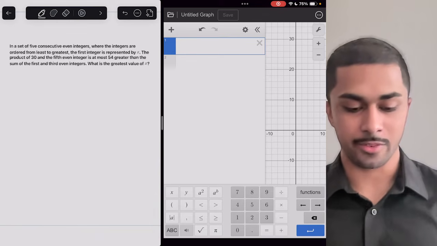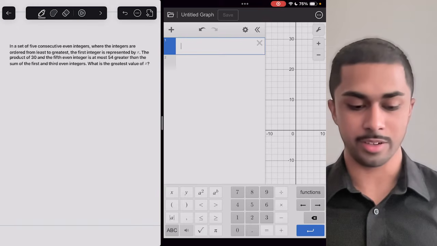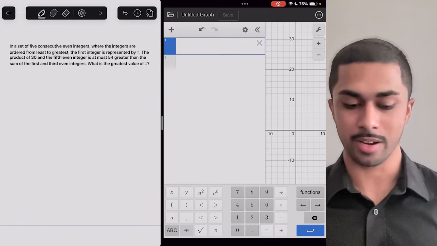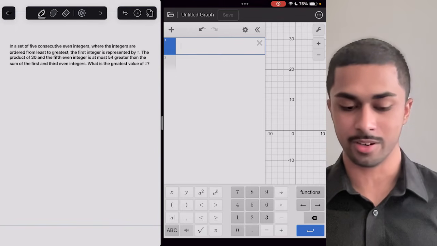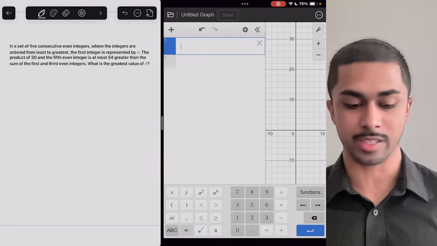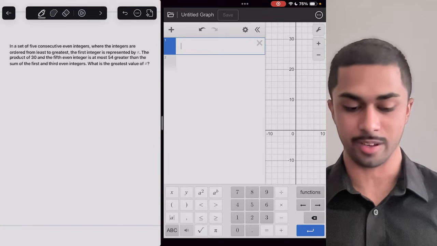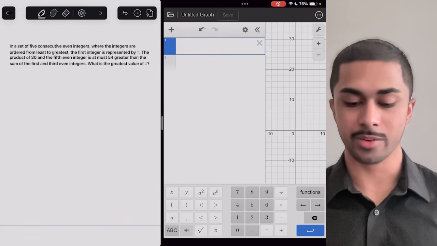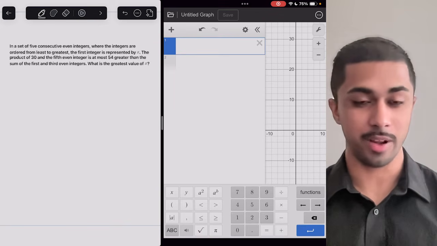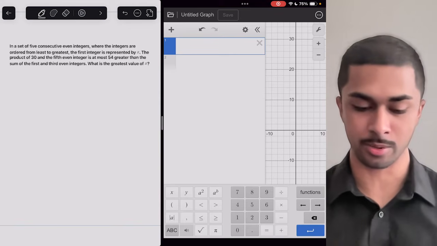In a set of 5 consecutive even integers where the integers are ordered from least to greatest, the first integer is represented by x. The product of 30 and the fifth even integer is at most 54 greater than the sum of the first and third even integers. What is the greatest value of x? You might have this on your next SAT. Like there's a really good chance.